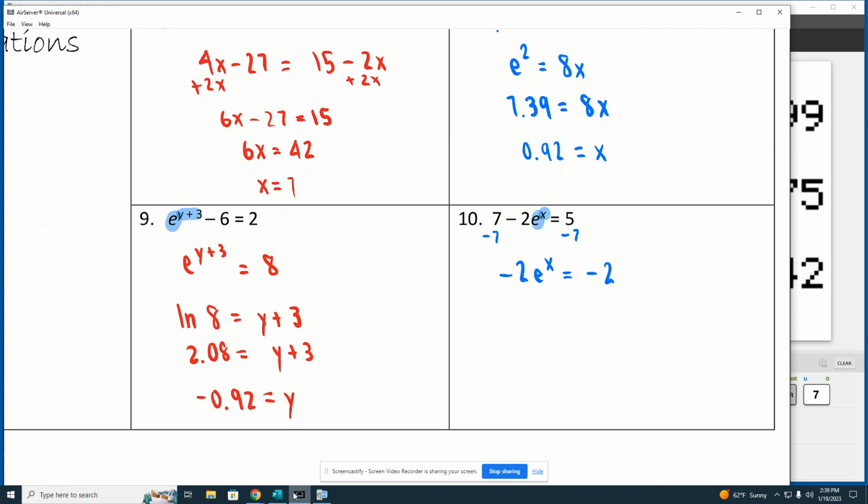Again, if I want to solve this correctly, I don't write it as a logarithm from here. I still have to isolate that base and its exponent. So I'm going to divide by negative 2. So e to the x will equal positive 1. Now we can rewrite it as a logarithm. So here's my thinking. Because it's base e, I'm going to use natural log, understood base e, of 1 equals x.